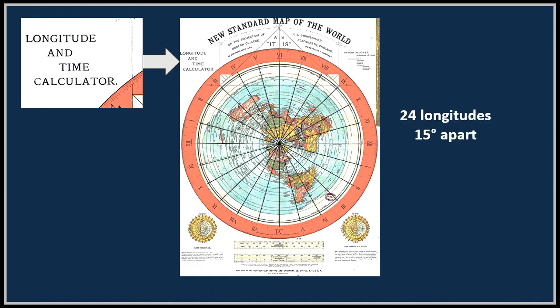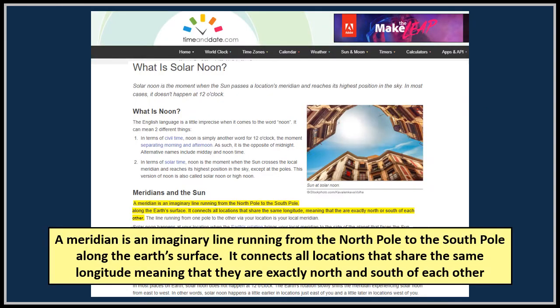So these are 24 longitudes spread 15 degrees apart. And we know this represents 24 hours because the sun moves 15 degrees per hour. And this is from timeanddate.com regarding meridians in the sun. A meridian is an imaginary line running from the North Pole to the South Pole along the Earth's surface. It connects all locations that share the same longitude, meaning that they are exactly north and south of each other.